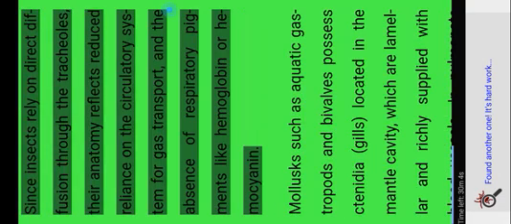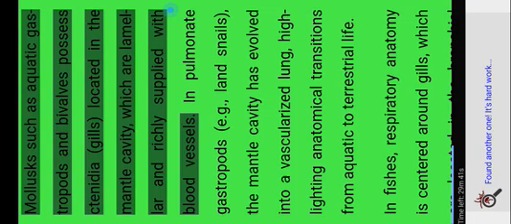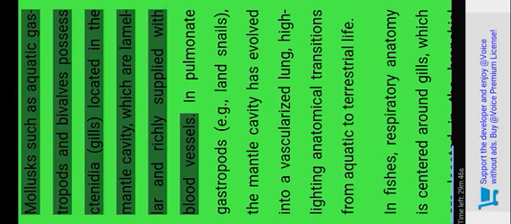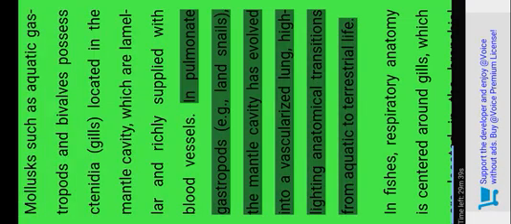Since insects rely on direct diffusion through the tracheoles, their anatomy reflects reduced reliance on the circulatory system for gas transport and the absence of respiratory pigments like hemoglobin or hemocyanin. Mollusks such as aquatic gastropods and bivalves possess ctenidia gills located in the mantle cavity, which are lamellar and richly supplied with blood vessels. In pulmonate gastropods, e.g., land snails, the mantle cavity has evolved into a vascularized lung, highlighting anatomical transitions from aquatic to terrestrial life.